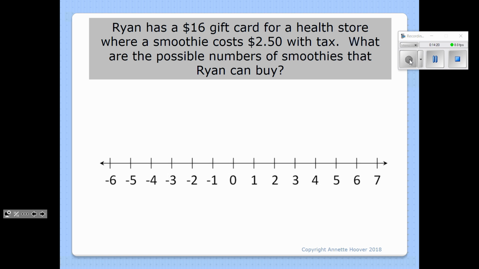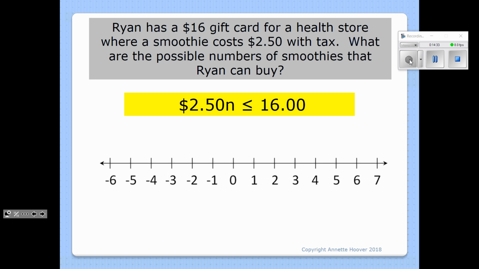So let's think about what equation this would be. He has $16, so he can't go over $16. That's the most it can be. And it's $2.50 per smoothie. So when we write this, we would write $2.50 times the number of smoothies. That has to be less than or equal to $16. $16 is the most he can spend. That's why the wide part of the sign is toward the $16.